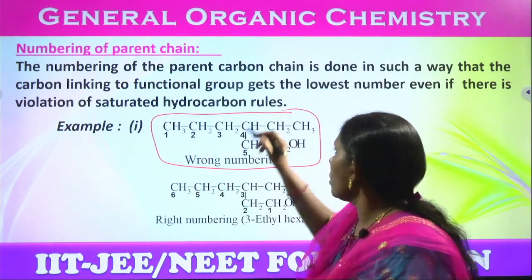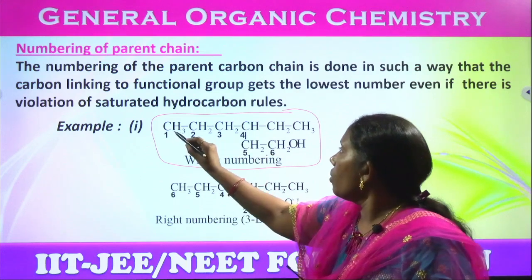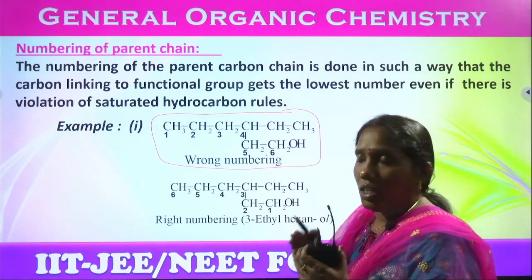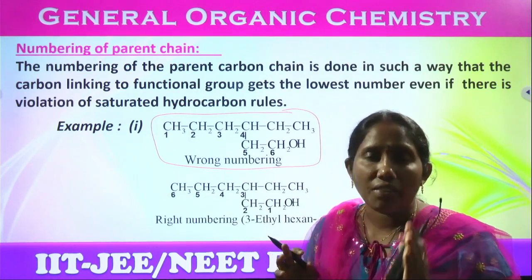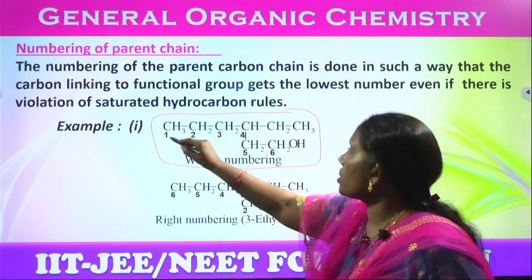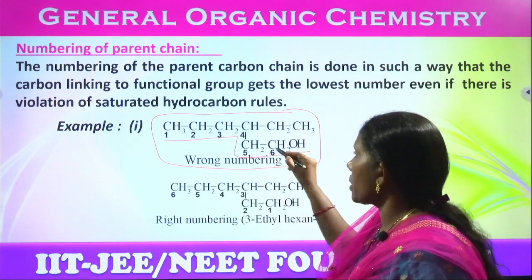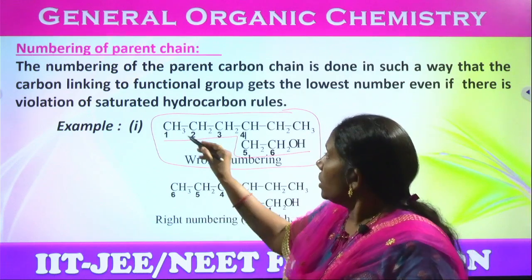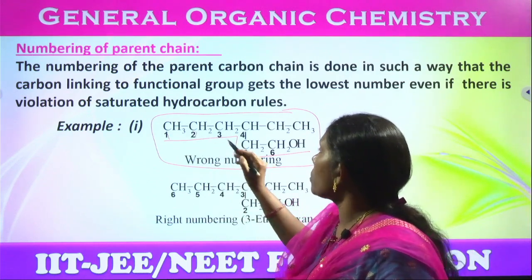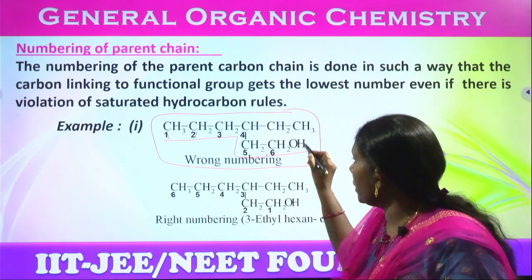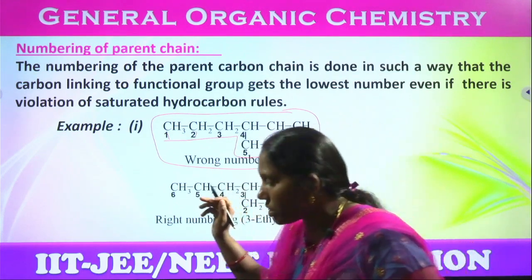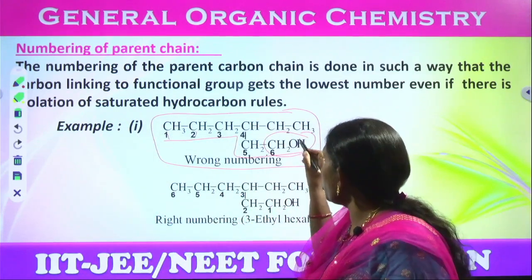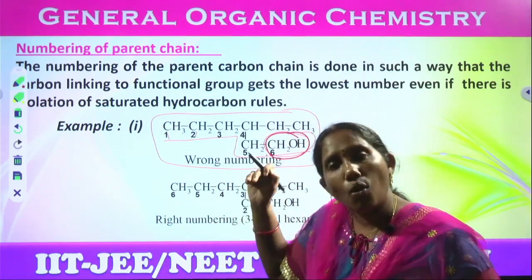See here, we have one chain numbered 1 2 3 4 5 6, chosen keeping in mind the first point, because it contains the OH-bearing carbon. But here the numbering is wrong. Why? Because the numbering is taken from here, so the functional group-containing carbon gets the highest number, 6, but according to the rule, the functional group-containing carbon should get the lowest number.